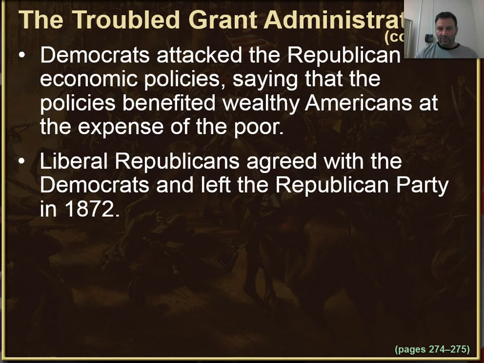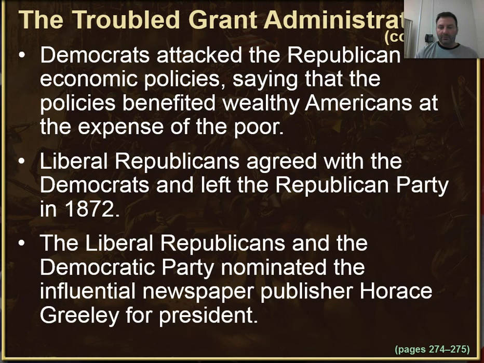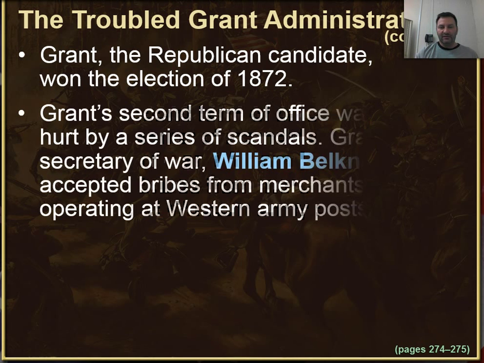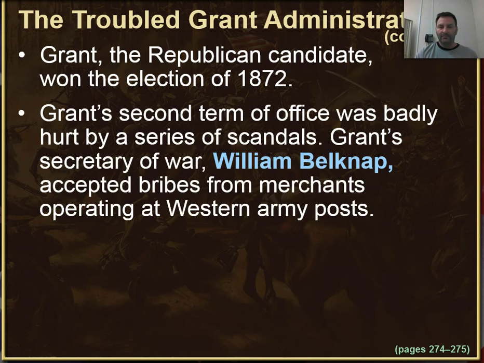Liberal Republicans agreed with the Democrats and left the Republican Party in 1872. Liberal Republicans and the Democratic Party nominated the influential newspaper publisher Horace Greeley for president. Grant, the Republican candidate, won the election of 1872. Now, in his second term, he was hurt by a series of scandals.